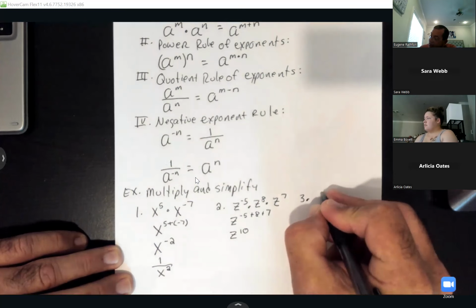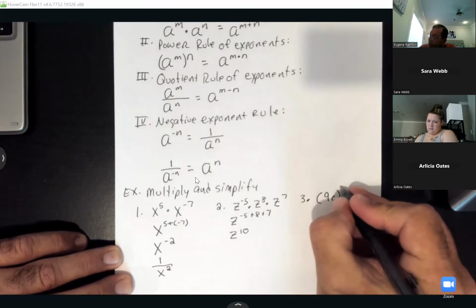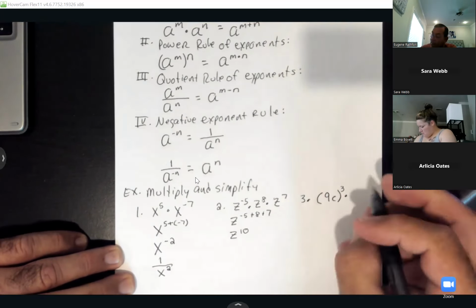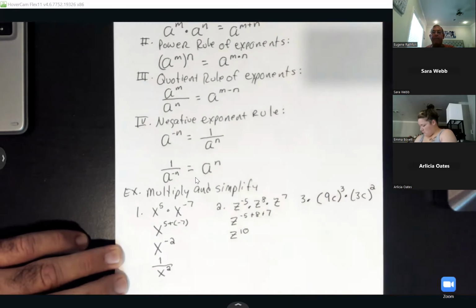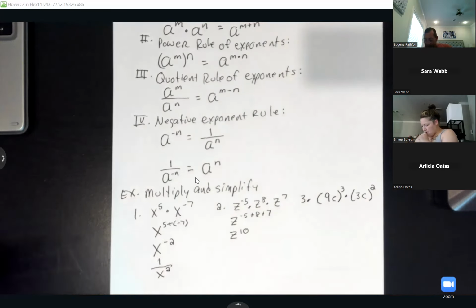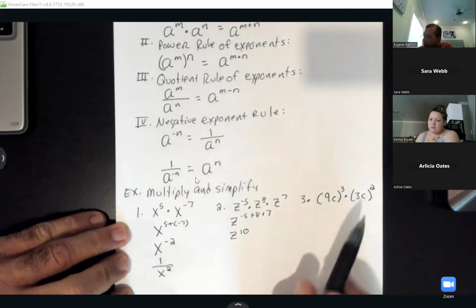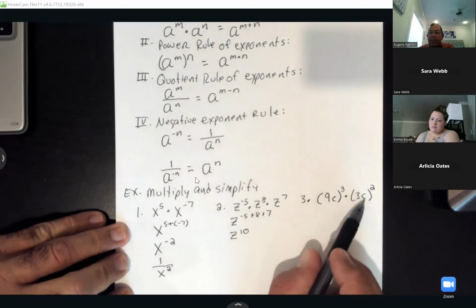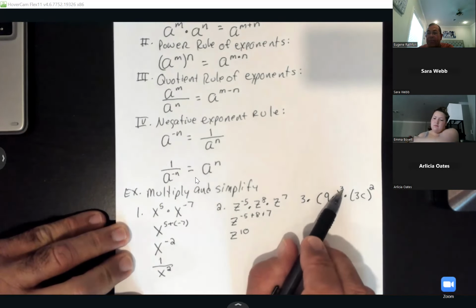All right, y'all, look, this one's got parentheses. 9c to the 3rd times 3c squared. All righty. Following order of operations, this multiplication in the middle is going to be the last step. We got to work each of these terms first. Nothing I can do inside the parentheses, so I've got to go to the exponent next.